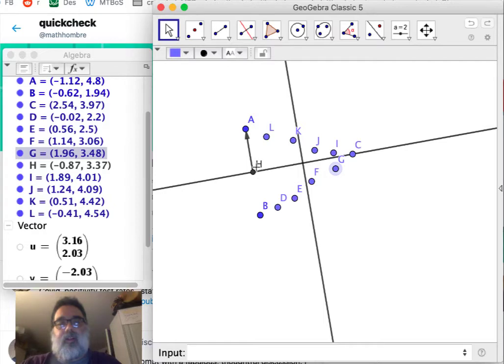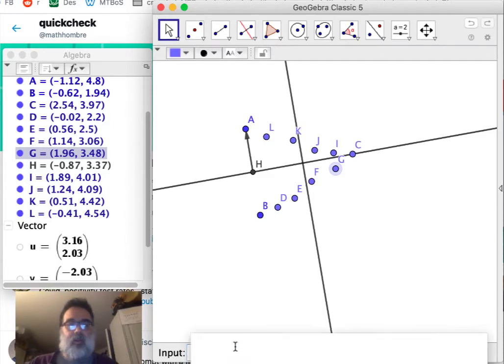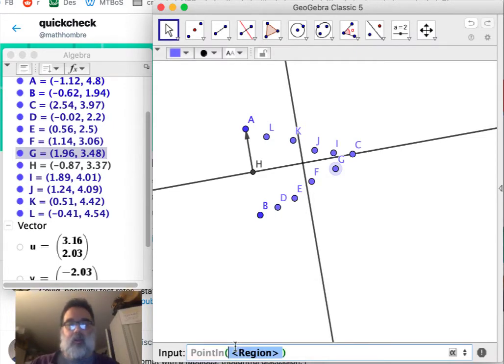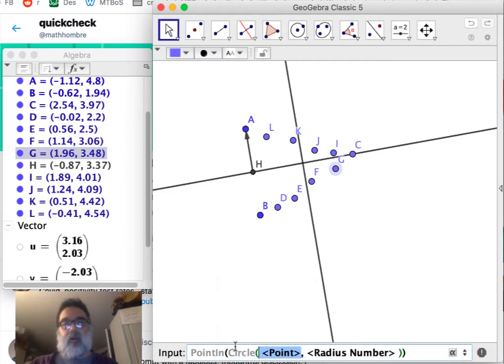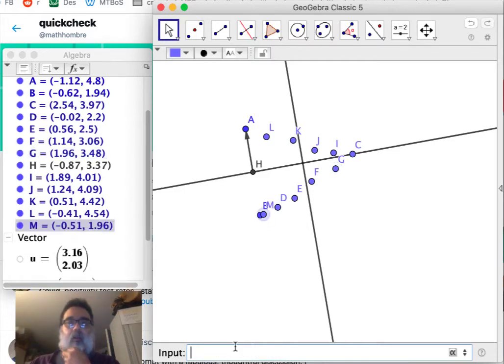I wonder if I did it in kind of a circle, how that would work out. So I'm going to do the point in command again, and I'll do a circle from H, and it says radius number, but you can fill it in with any information that makes a circle, so I'm going to say through point A. So I get a point down here. I hit escape, that gives you the select tool again. And I want one more of those.